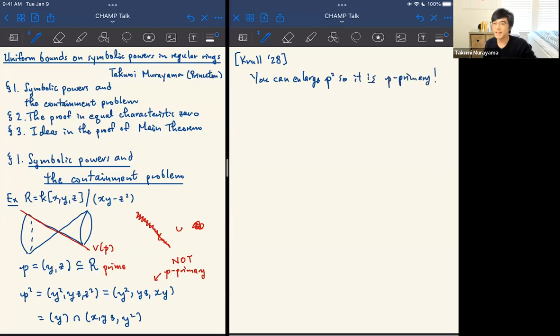Okay. And the way you do that is you introduce this notion called symbolic powers. So let me define it for you. I'm going to give one definition, and I'll tell you a bit afterward that there are some variants. So let R be a Noetherian ring, and let's consider an ideal I inside of it.